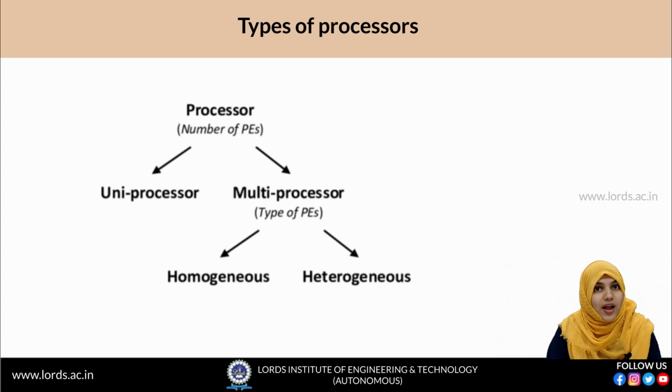In a single processor, we have only one general purpose processor, and it can consist of multiple special purpose processors, whereas a multiprocessor can have multiple special purpose processors and multiple general purpose processors as well. Again, this multiprocessor is classified into two types, homogeneous and heterogeneous, nothing but symmetric and asymmetric multiprocessor.